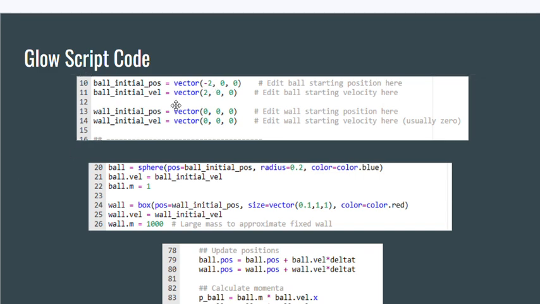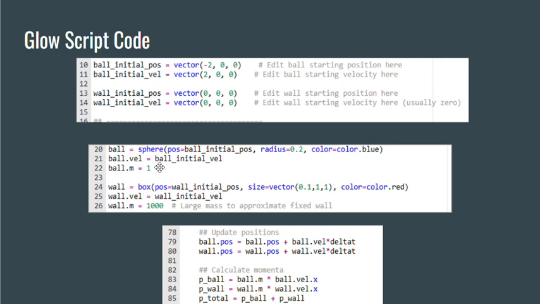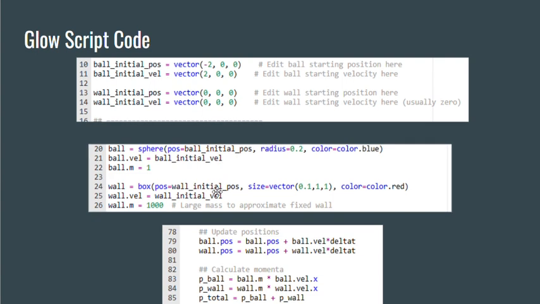This was a GlowScript code, which has the ball's initial position and velocity, and the wall's initial position and velocity, which is 0. It uses the position update formula, as well as it calculates the momentum.